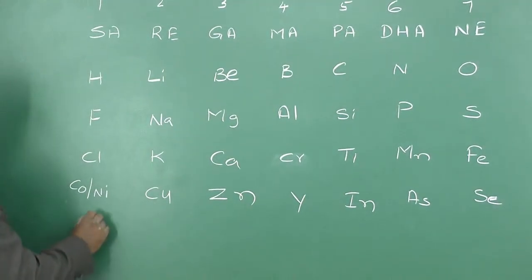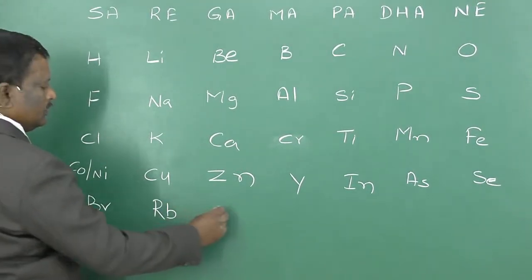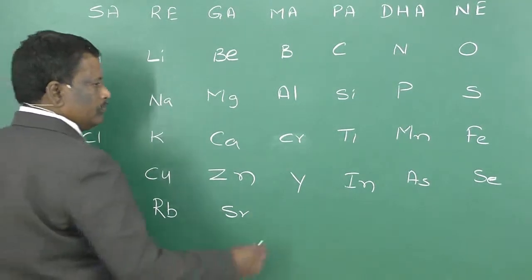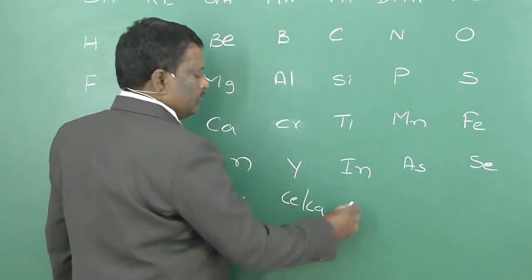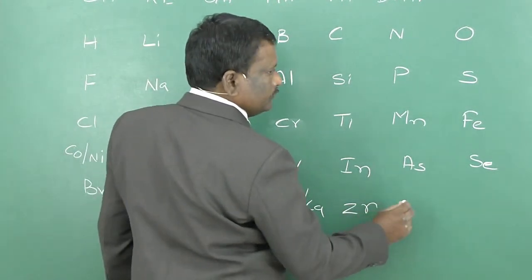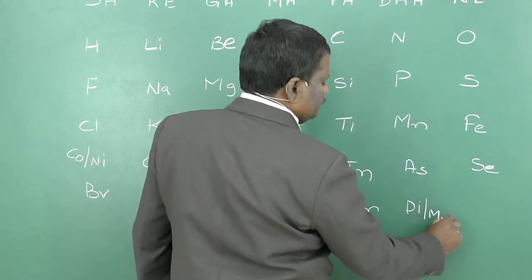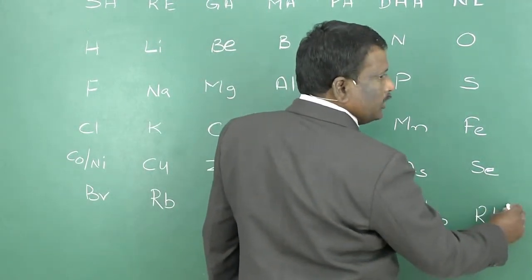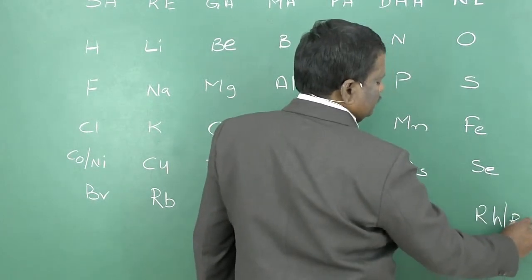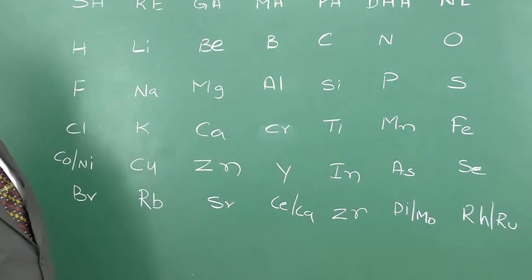Then bromine, rubidium, strontium, cerium and lanthanum, zirconium, didymium and molybdenum, rhodium and ruthenium. So he arranged nearly 60 elements like this.